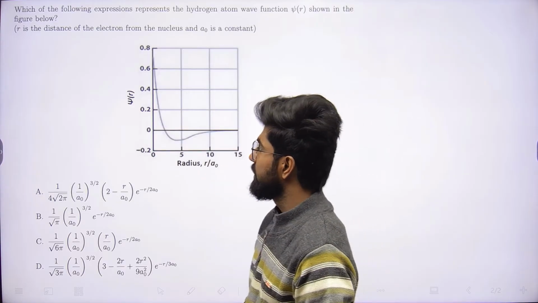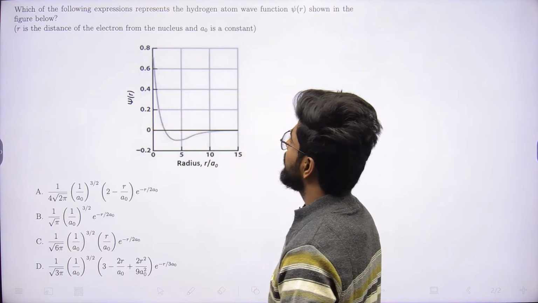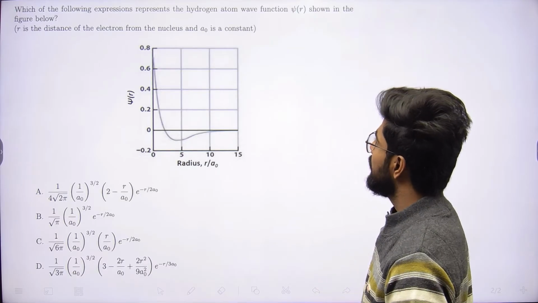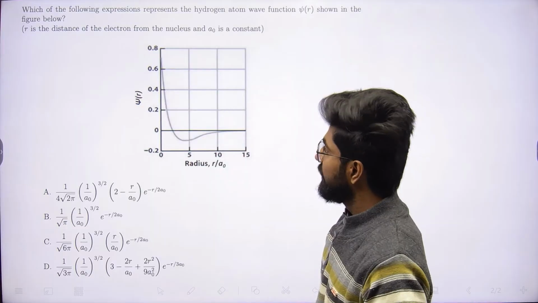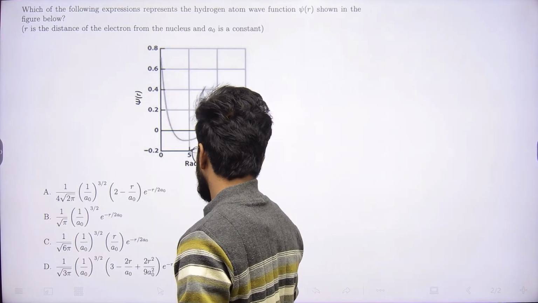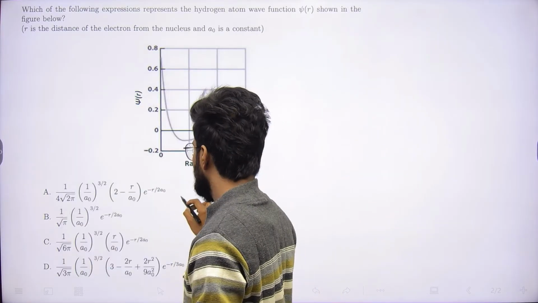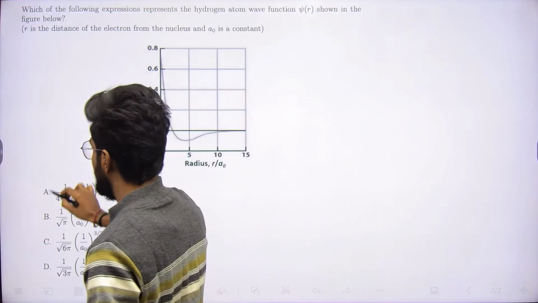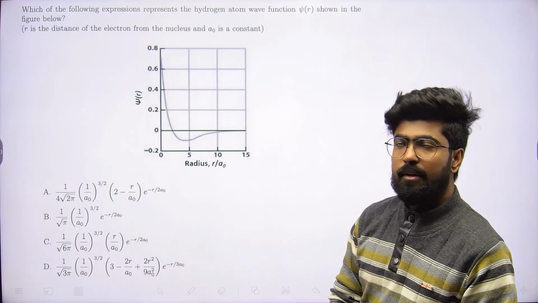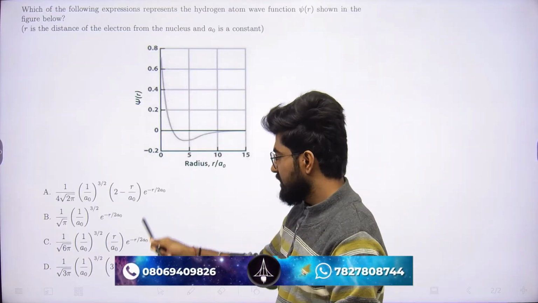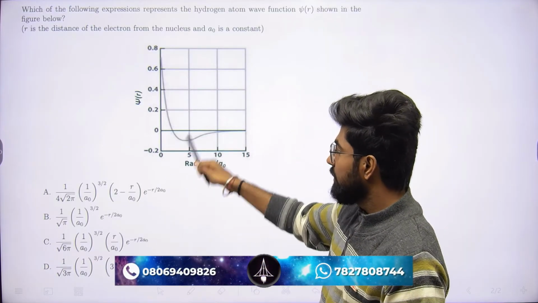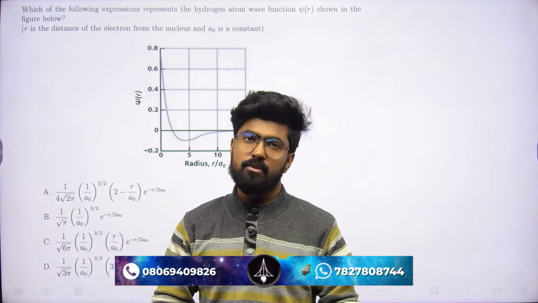So in this question, which of the following expression represents the hydrogen atom wave function psi r, shown in the figure below? Basically you have been given 4 different wave functions, psi r, and one graph. All you need to do is check which exact equation can justify this graph pretty much close, right?